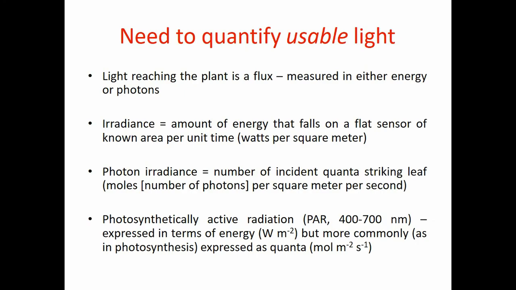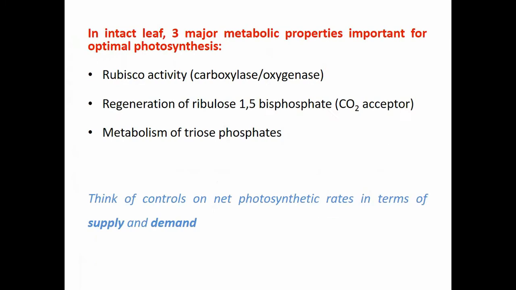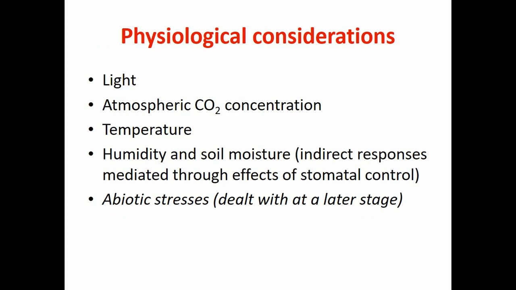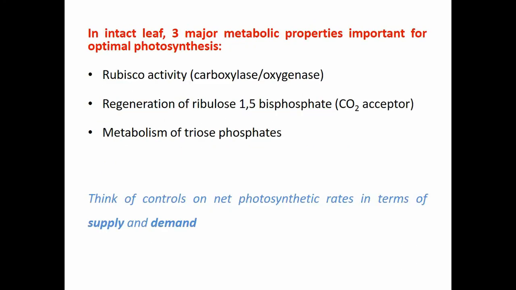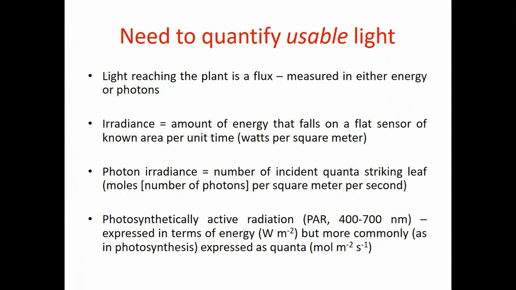Remember, we were looking at all those things that could influence photosynthesis. We mentioned light, atmospheric CO2, temperature, humidity, etc., and abiotic stresses. So we want to look at light. And in order for us to do that, we need to understand what it means to quantify usable light.